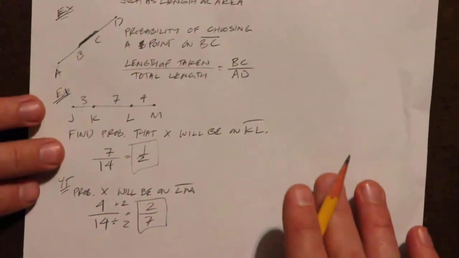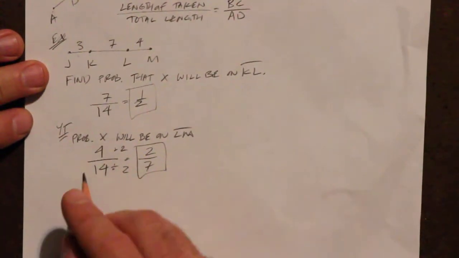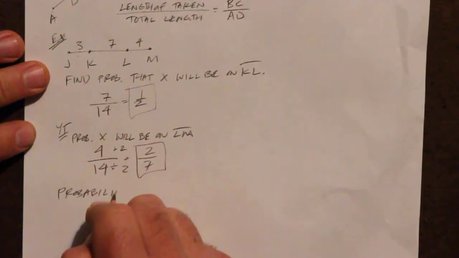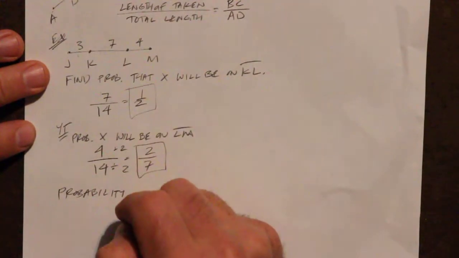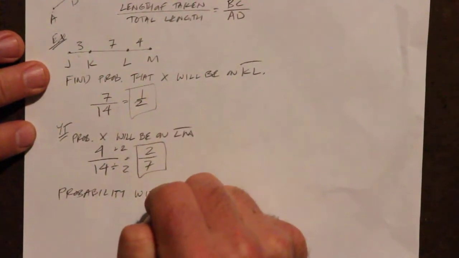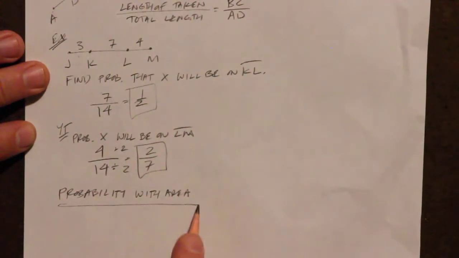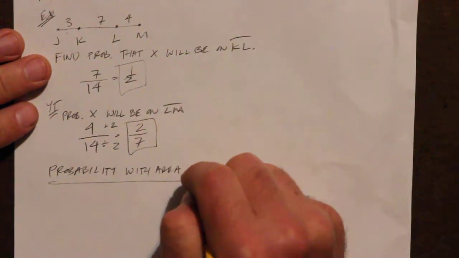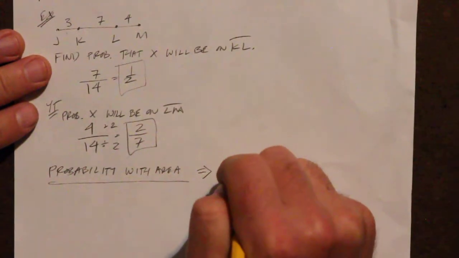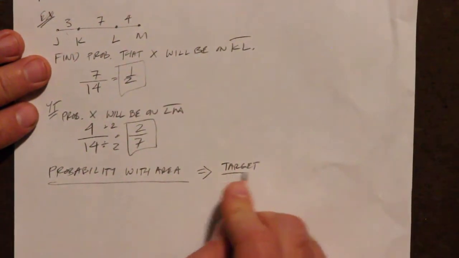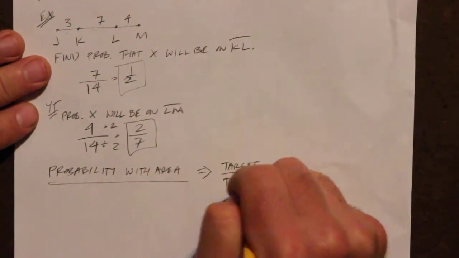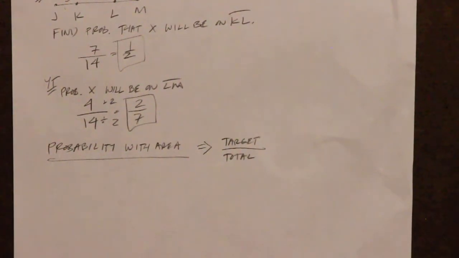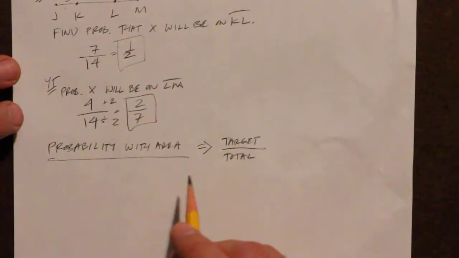So let's now look at probability with area. So with area here, we're going to have the target, or the taken, over the total. So just like with the segments, but this time we're dealing with area. So let's see if we can do some examples.